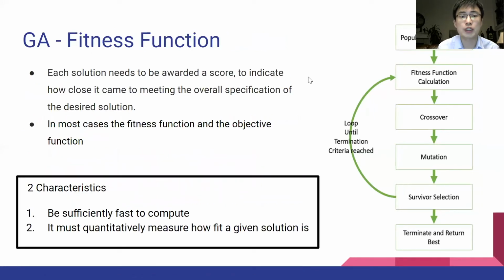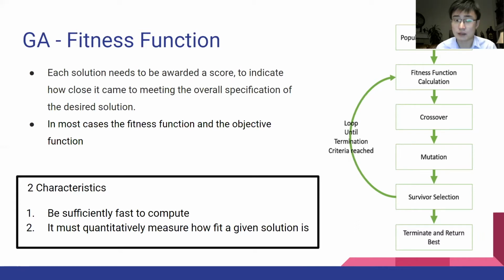Fitness function. Each solution needs to be awarded a score, called the fitness value, indicating how close it comes to meeting the overall specification of the desired solution. In the fitness function, there are two kinds of function: the fitness function and the objective function. In a small or simple problem, the fitness function and the objective function are the same. In a complex problem, the fitness function combines multiple objective functions used together.